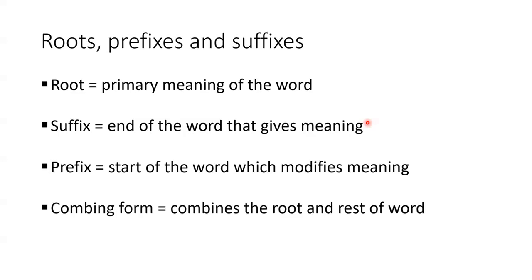Lastly, we have combining forms. So sometimes this can be a couple of letters, quite often it's only one letter, quite often it's only the letter O. And this simply combines the root and the rest of the word. So think about that example of gastrointestinal system. Gast refers to stomach, intestinal refers to the intestines, the O is that combining form. So gastrointestinal system.